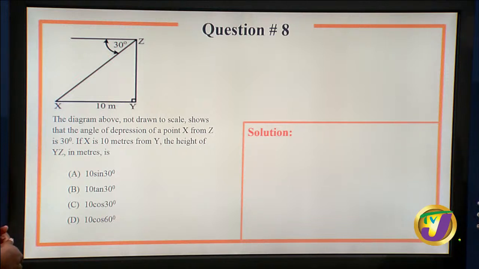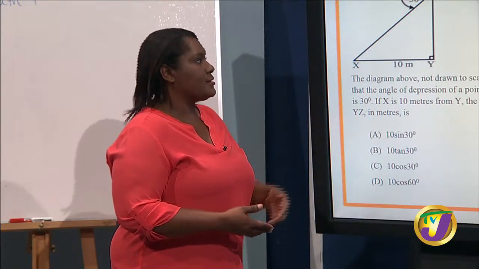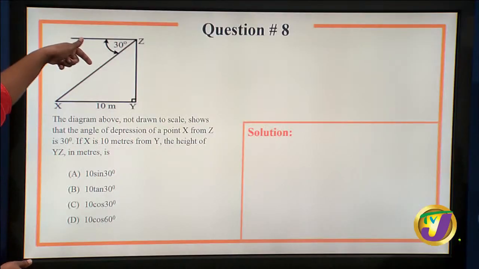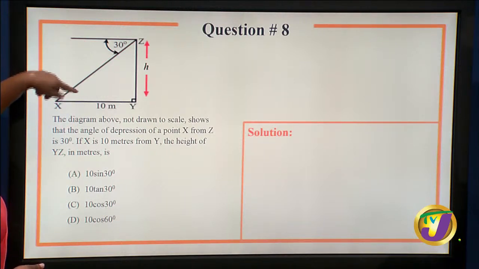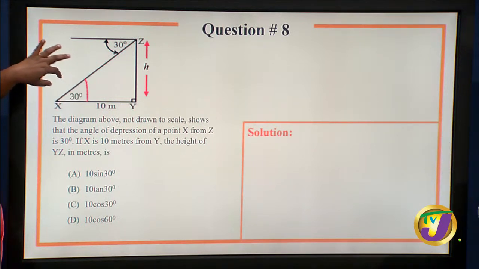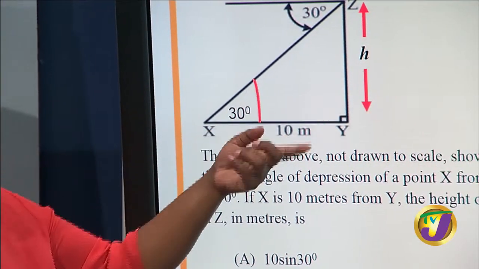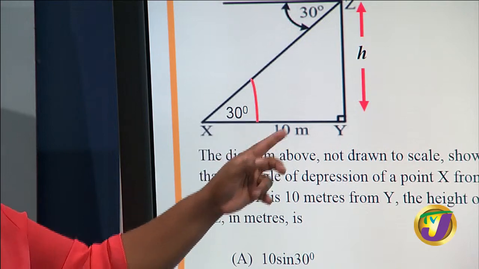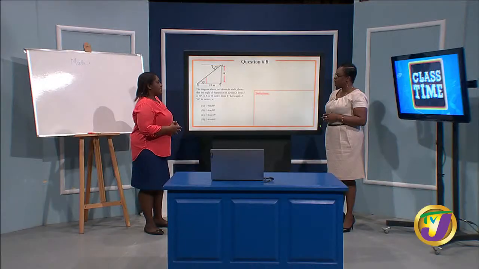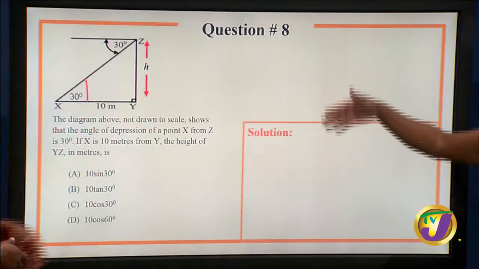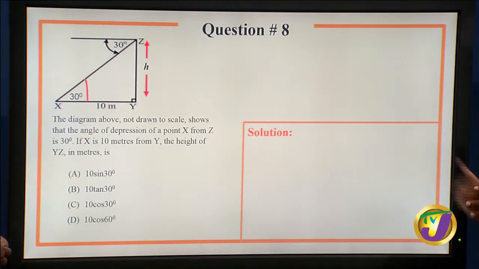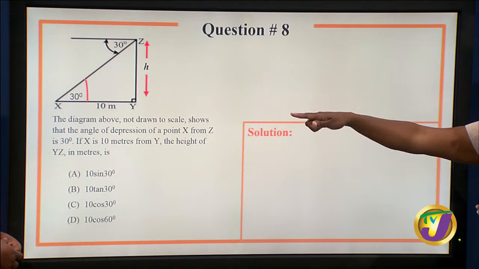So what we need to do is insert what we know about right angle triangles. We can identify the hypotenuse right here. If this angle is 30 degrees, and this is the identified angle that we're working with, we can say that this side would be the opposite side. And XY, 10 meters, would be the adjacent side. We are required to find the opposite side to the 30 degrees at X.